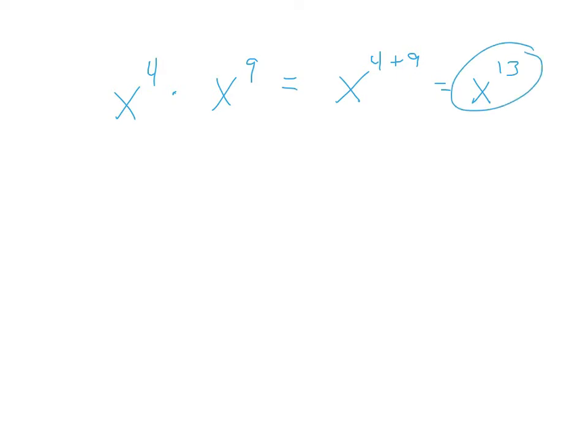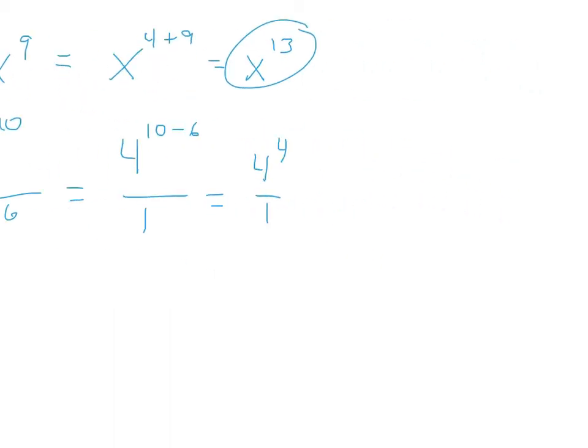We learned about the product of powers property, which told us that if you had x to the fourth times x to the ninth, you could turn that into x to the 4 plus 9, which would give you x to the 13th power. We also talked about the quotient of powers property, which said that if you had 4 to the 10th over 4 to the 6th, you could turn that into 4 to the 10 minus 6 over 1. And that would become 4 to the 4th over 1, which would really just be like saying 4 to the 4th power. Alright, so what we're talking about today is similar to that, but we're adding another layer.